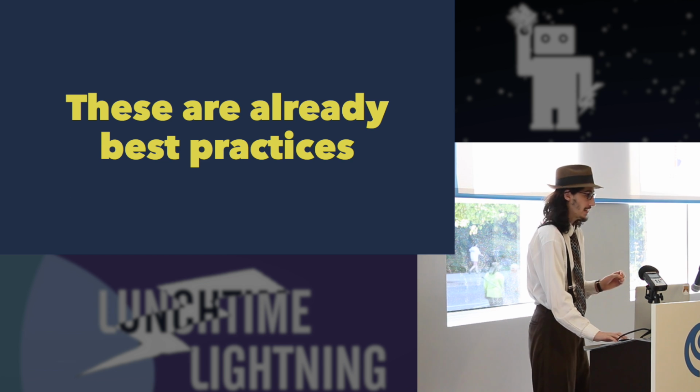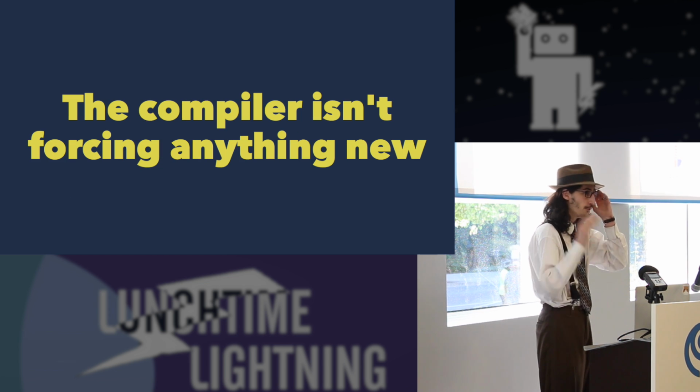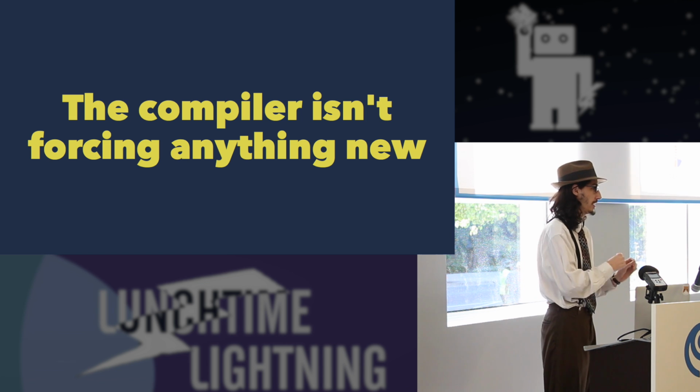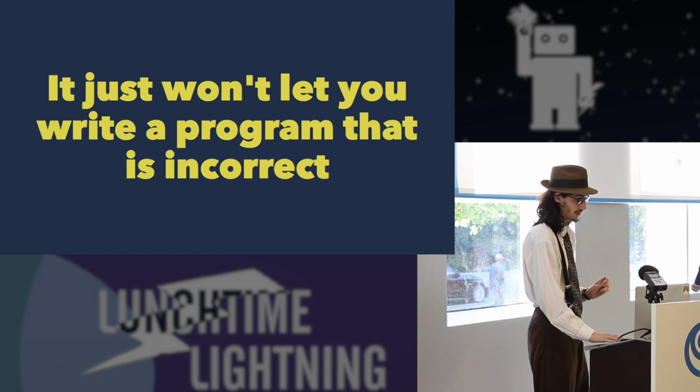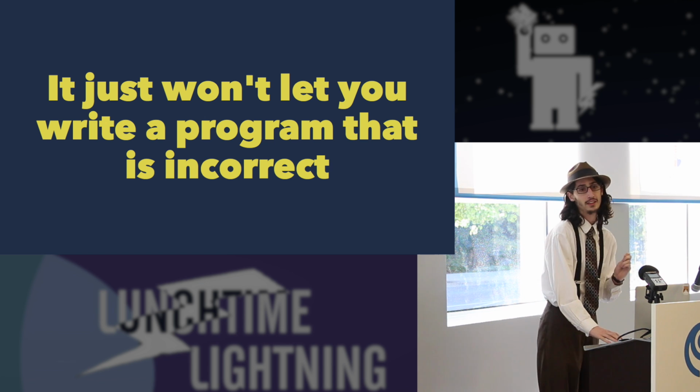And so these are already best practices. The compiler isn't forcing anything new on you. If you're sharing mutable data without a mutex right now, you're probably doing something bad. So it just won't let you write a program that's incorrect, and that's really cool.